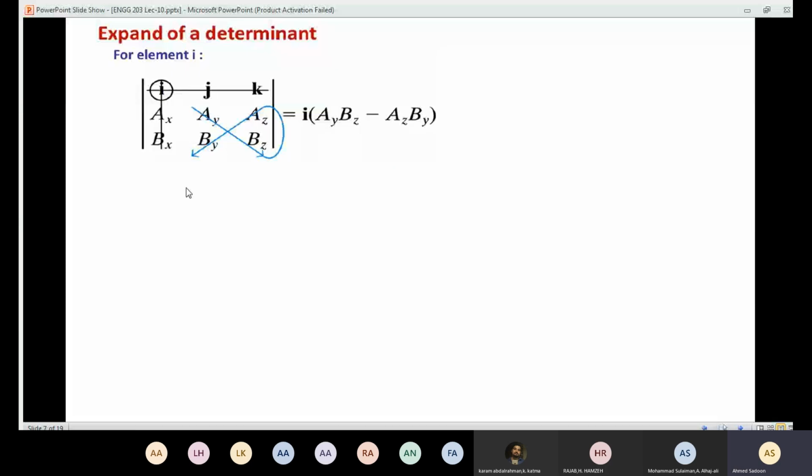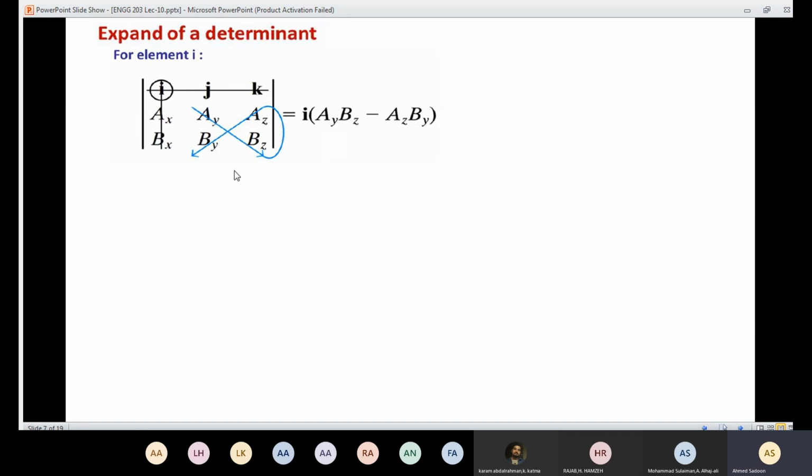If you want to expand a determinant, first you are going to start with the element i. You are going to say that the expansion of the element i is going to equal i, of course. Then you are going to ignore that row and that column since you are dealing with i. And you are going to multiply this one here by that one, so you are going to multiply Ay times Bz. Then you are going to put minus and then multiply Az times By. So you are going like that, like this sign. You are going to start from here and finish here.